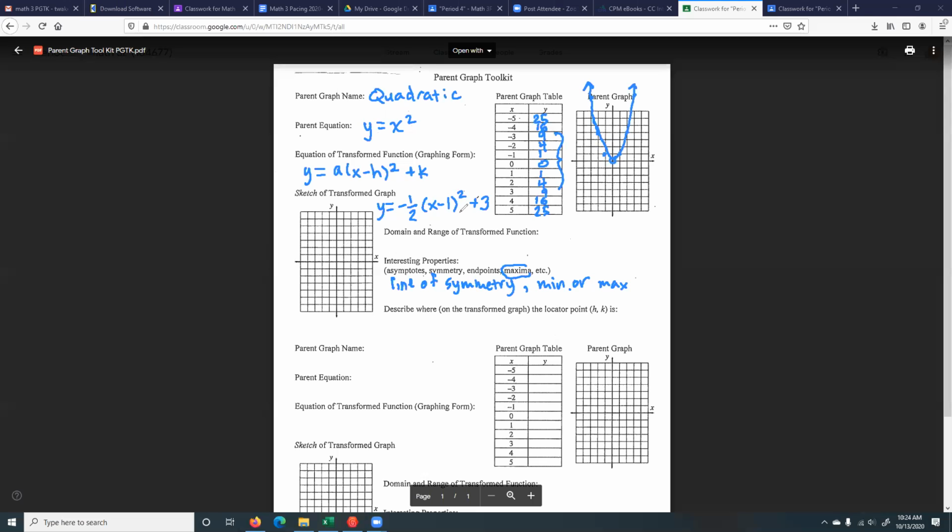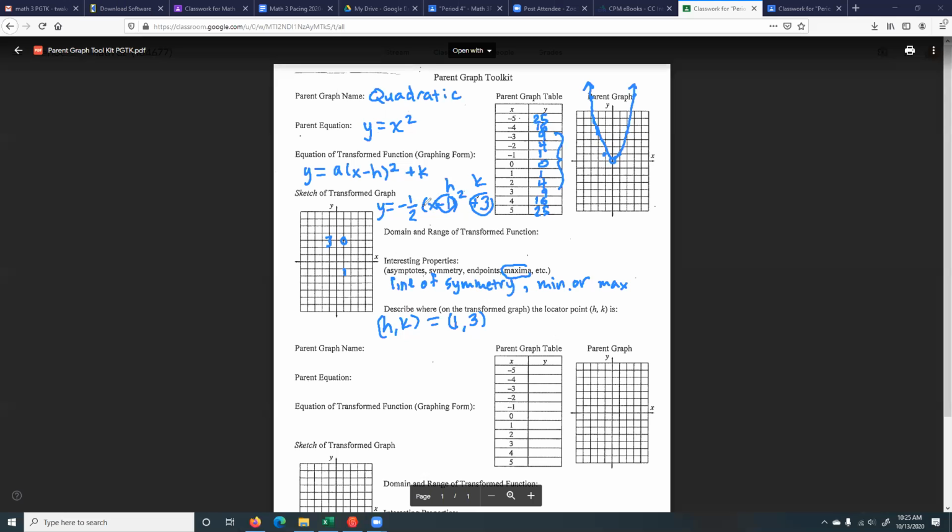All right, what is our locator point? Our h, k, I'll write it right here. Here's the opposite of the h, with the x inside the parentheses, and here's your k. So the opposite of negative 1 is positive 1, and that 3 at the end is your k. So 1, 3 is the locator point. So I'm going to go to 1, 3, which is up here, and put a circle at 1, 3.